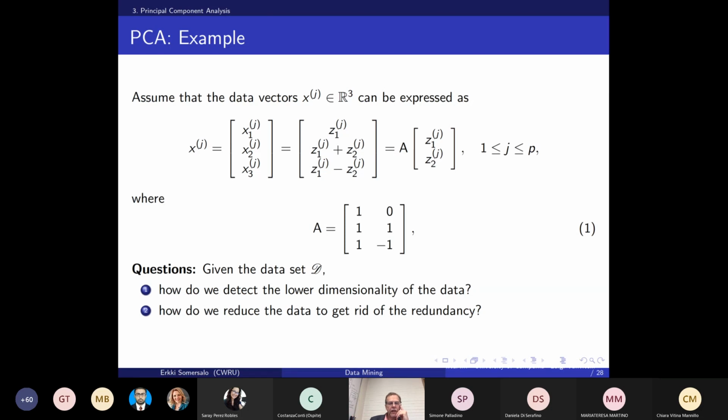But if I'm given only these points xj, and nobody tells me that this xj data is obtained from 2-dimensional data, is there a way for me to find this 2-dimensional representation of my data? Can I do this automatically just by looking at the data? So this is a data reduction problem. How do we get rid of the redundancy in our data if we have such redundancy?